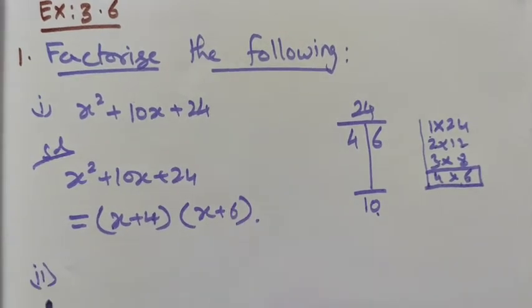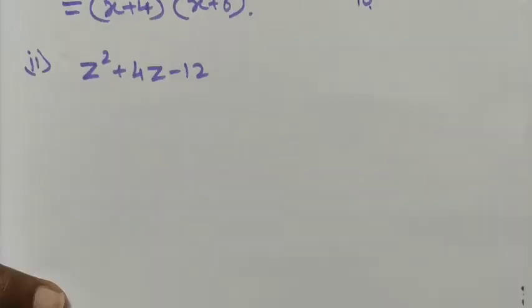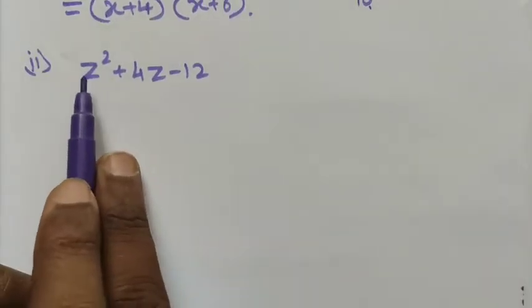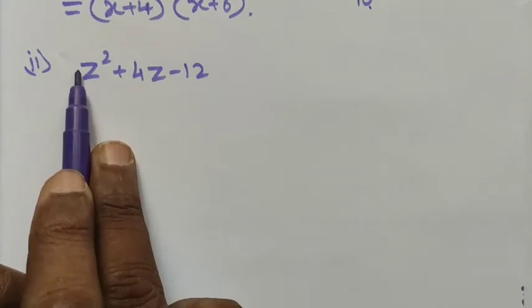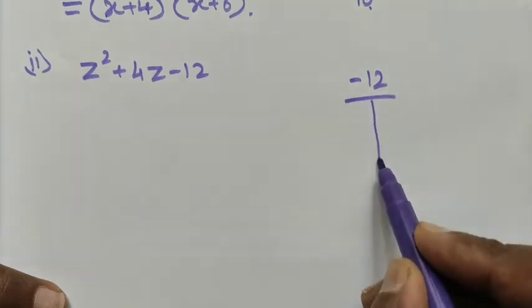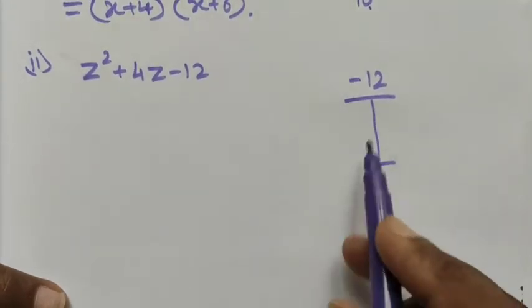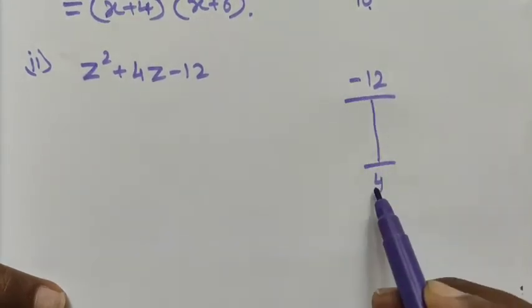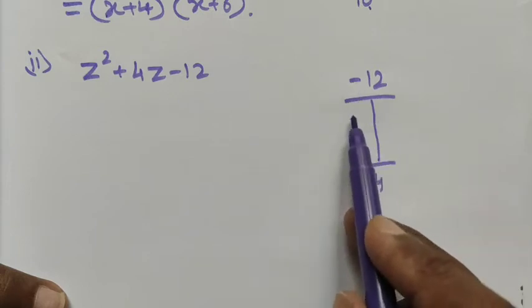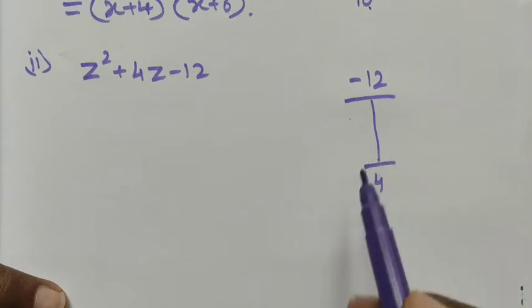Next we see the second Roman numeral. See, here z square plus 4z minus 12 is given. The coefficient of z square is 1. So 1 into 12 is minus 12. If you add, you need 4. See, here we have plus, here we have minus, so surely one of the terms is positive and the other term is negative.